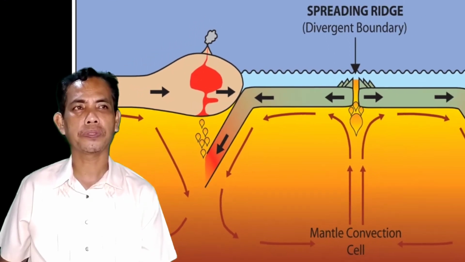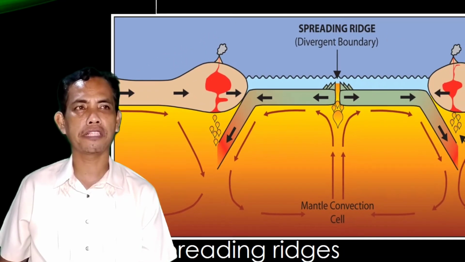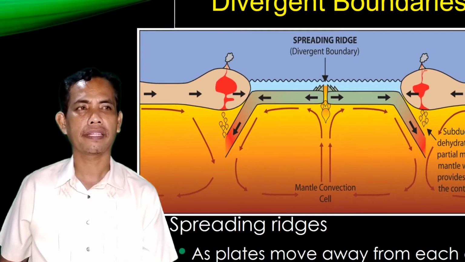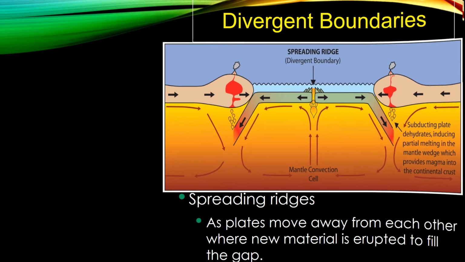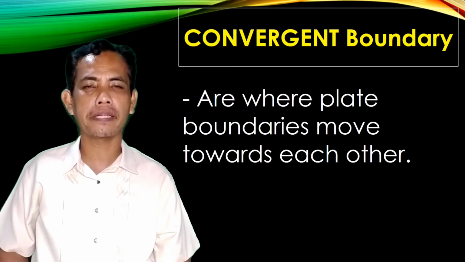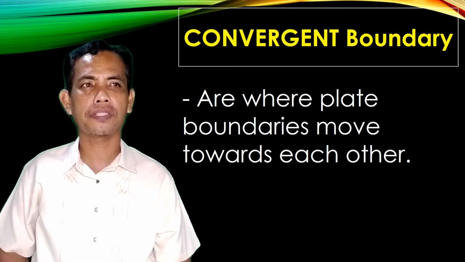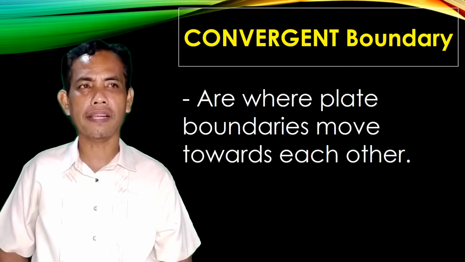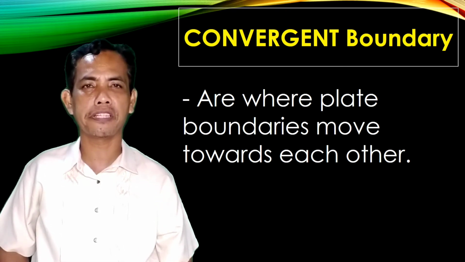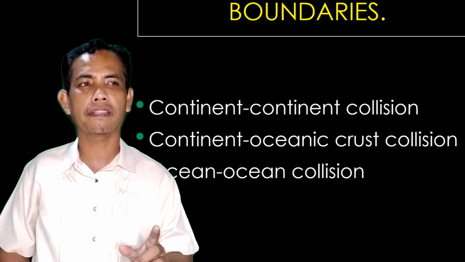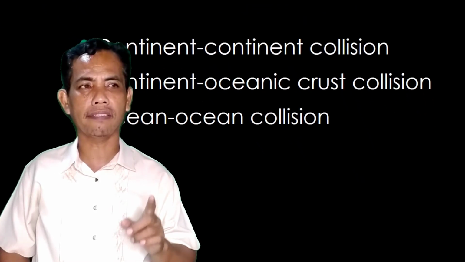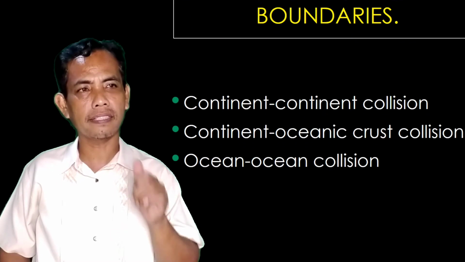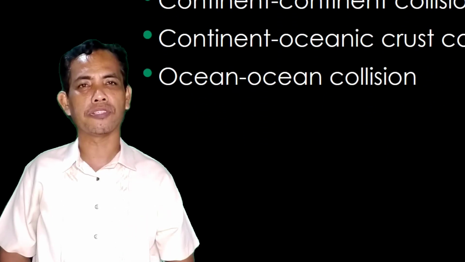I will be showing to you a picture of how a divergent boundary works. For example, the rate spreading. This occurs when plates move away from each other. We have discussed earlier that convergent boundaries are boundaries where plates move towards each other. Now class, there are 3 types of this convergent boundary. One is continent collision. Second, continent-oceanic crust collision. And the third, ocean-ocean collision.